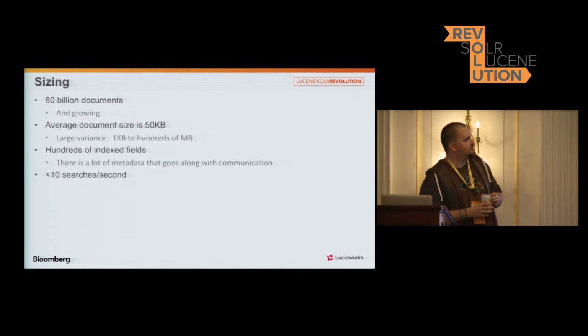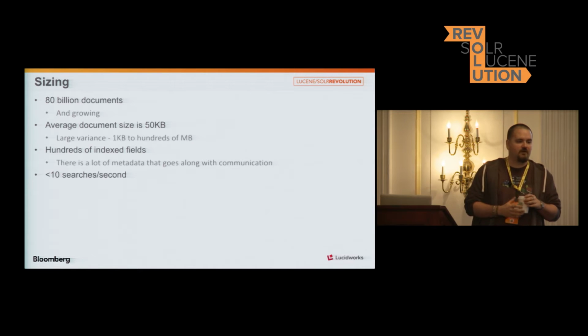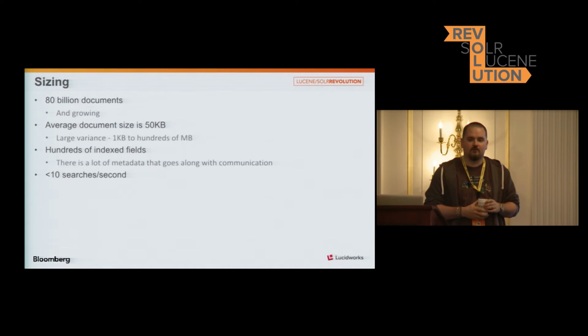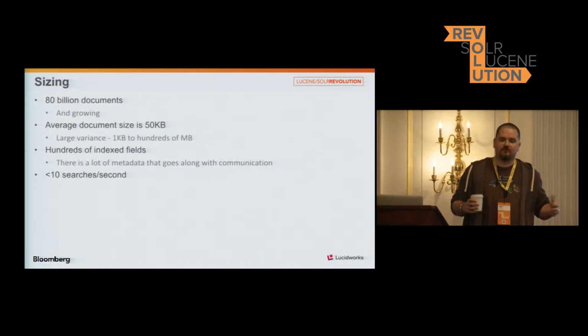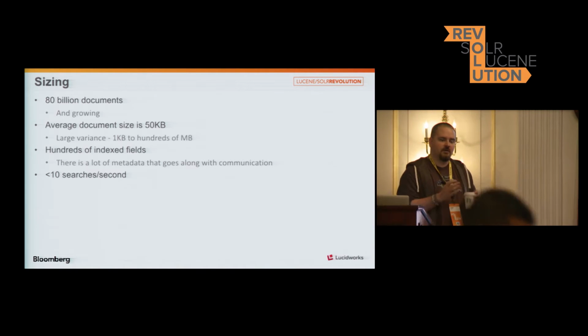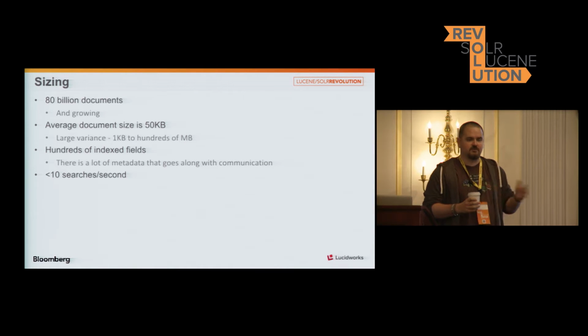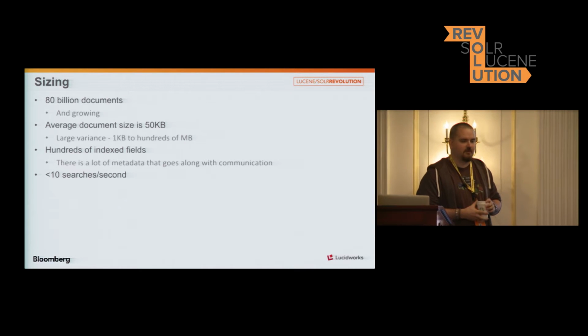So to give an idea of the scale of what we're working with, we've got about 80 billion documents in our archive right now. And it's a multi-tenant thing. So we've got hundreds of different clients all sending us their data, and we need to keep it all segmented and make sure nobody gets access to anyone else's email, because that would be a big problem.